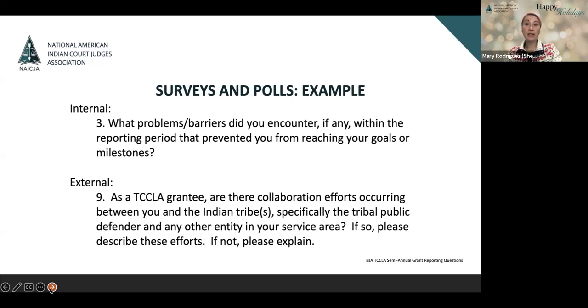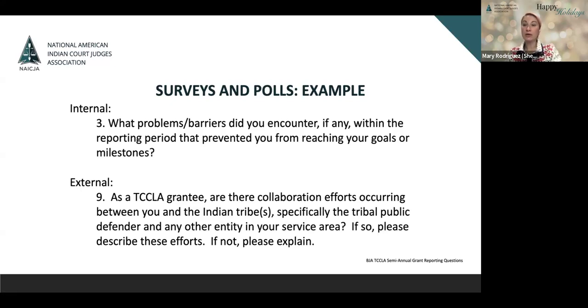An example of an internal one would be semi-annual grant question number 3: what problems or barriers did you encounter that prevented you from reaching it? That may be something that you discuss with your employees, your staff: hey, what happened this last 6 months? This is something you could also ask every month, right? Or every time you have a meeting: what happened that prevented you from doing what you wanted to do, prevented you from making these goals, prevented you from providing the legal aid that you wanted to provide.